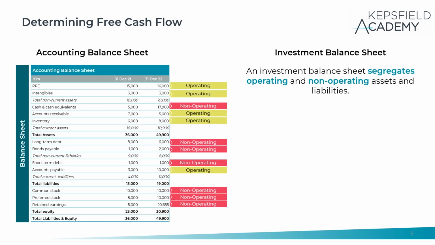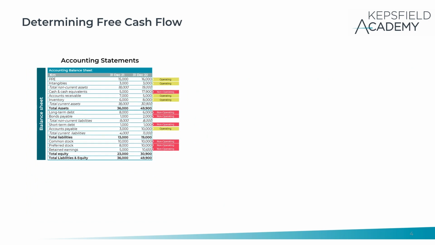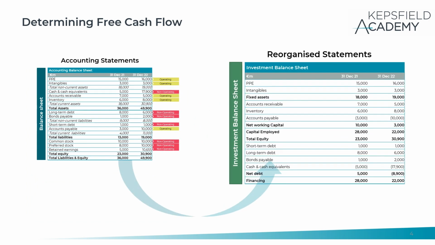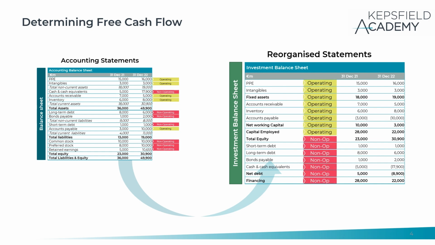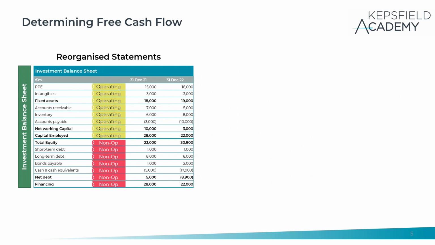Note that the investment balance sheet has assets and liabilities that sum up to capital employed, and financing, as opposed to the accounting balance sheet that splits assets and liabilities to each side of the balance sheet. Also note that liabilities in capital employed are negative numbers, whereas liabilities represent positive numbers under financing. Capital employed and financing always add up to the same amount.